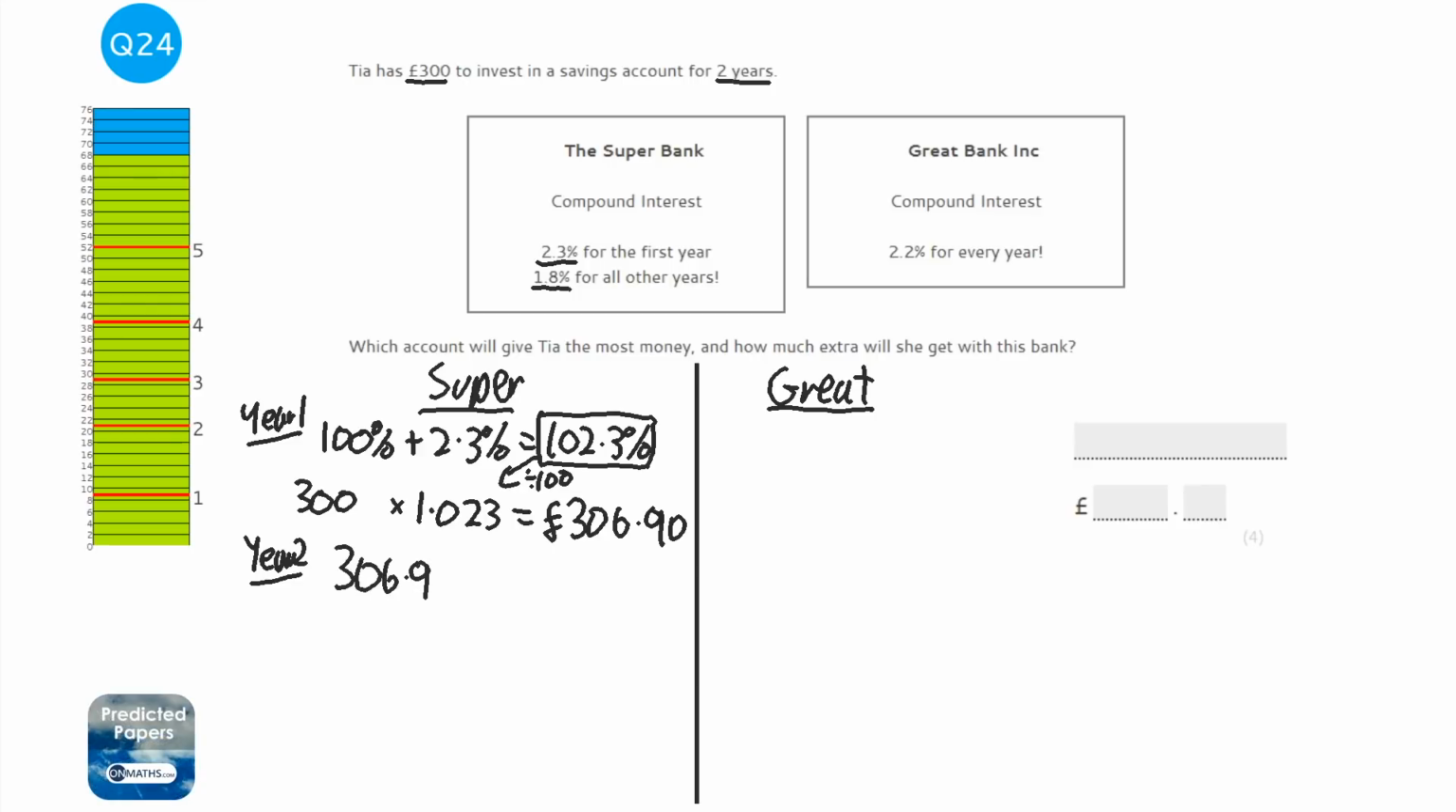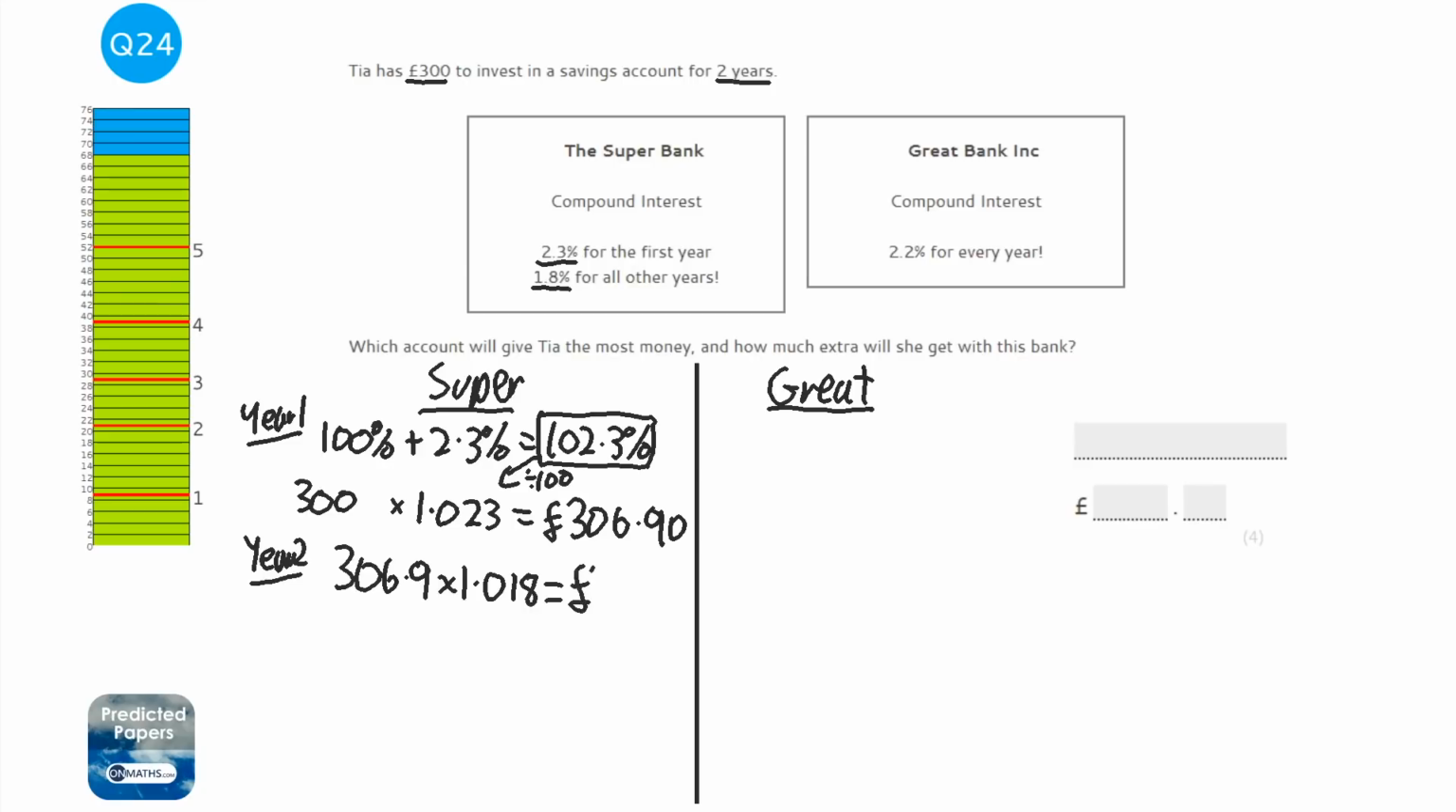£306.90, and we need to work out the multiplier for 1.8. So I could go through the same method as before, but actually when you start using multipliers you realise how to just go straight there. So it's going to be 1.018. But you could do 100 plus 1.8 is 101.8, and then divide that by 100. And what's that going to be? So 306.90 times 1.018.